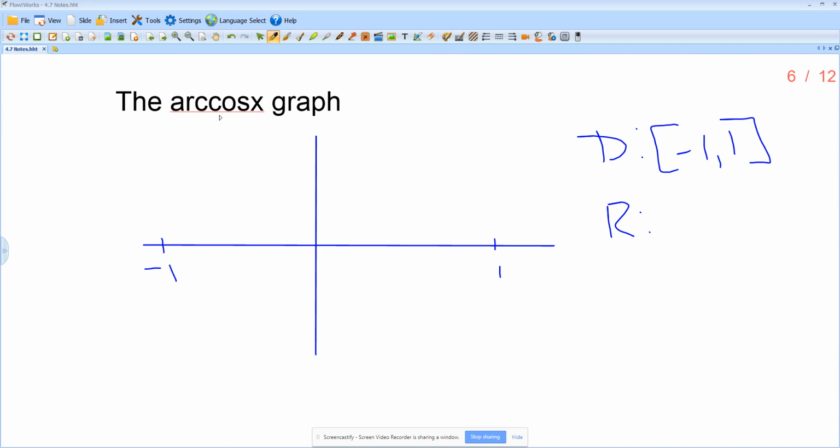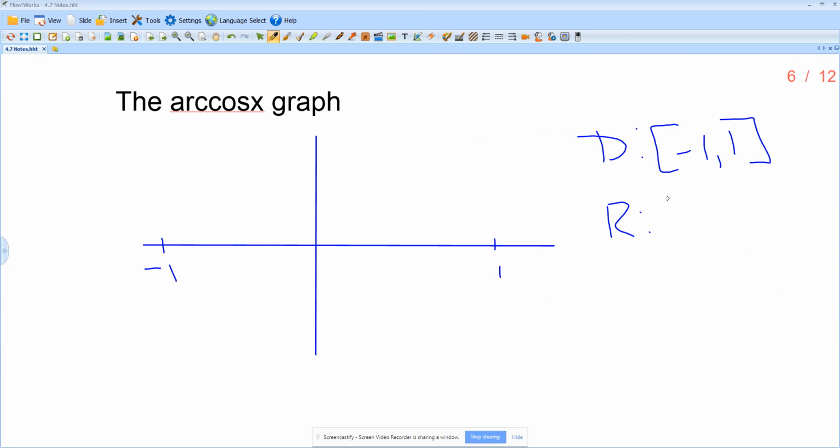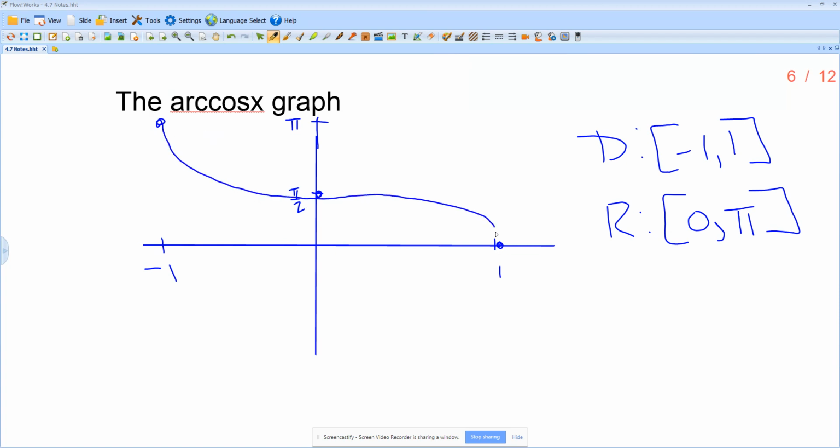The domain of cosine, we were looking from 0 to pi. So that's going to become our range. So I'm going from 0 up to pi. And the way this will work, here at pi halves, we'll have our 0, and then down here, -1, and our arc cosine graph.